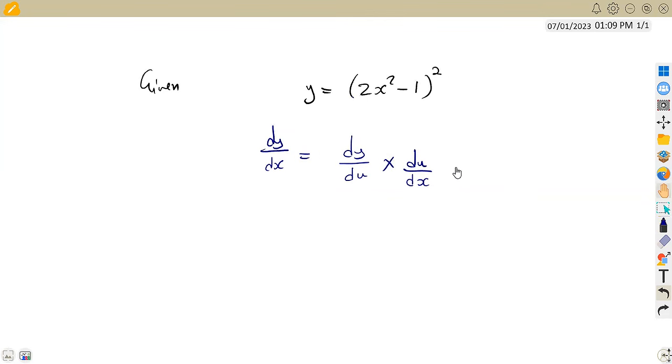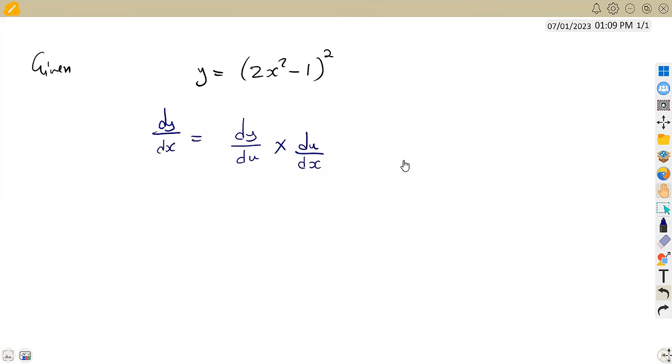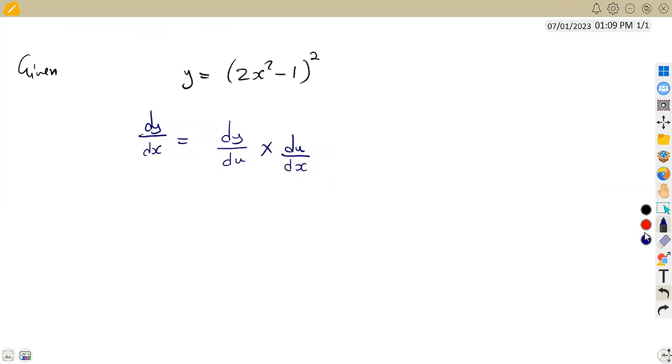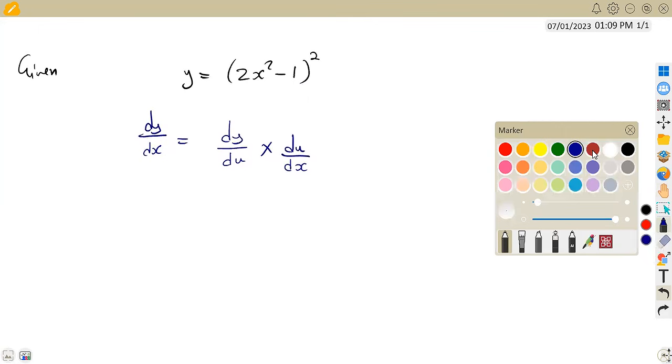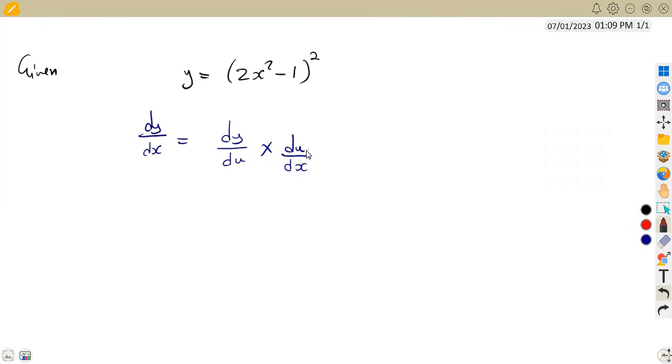So that means we need to find u in this case so that we can have a derivative of u with respect to x. As you can see, u must have x. So u is a function that must have x. Which part? We can let this part here that has got x be our u. So we're going to let our u be equal to this part that has got x, which is 2x squared minus 1.